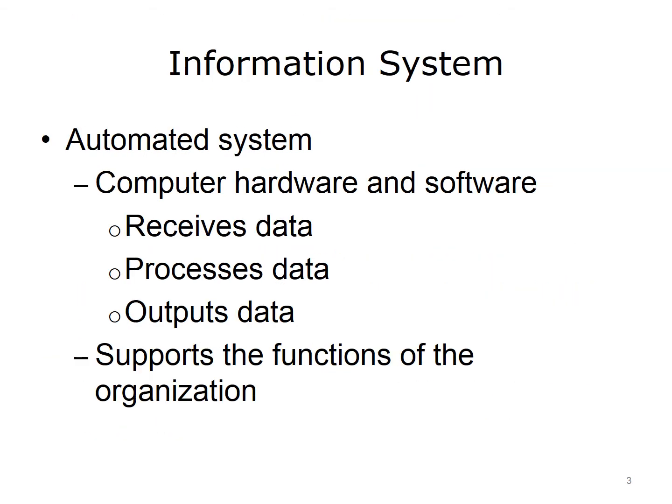Let's begin with a definition of an information system. American Health Information Management Association, AHIMA, defines information system as an automated system that uses computer hardware and software to record, manipulate, store, recover, and disseminate data. That is, a system that receives and processes input and provides output.